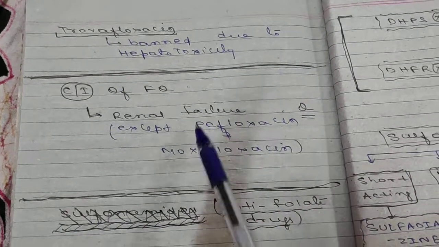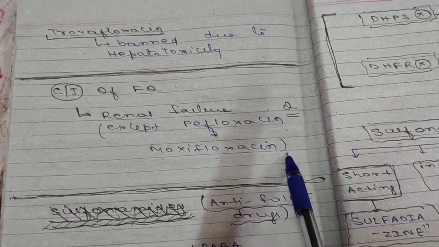Contraindications of fluoroquinolones are renal failure, except pefloxacin and moxifloxacin. So this is an important question.